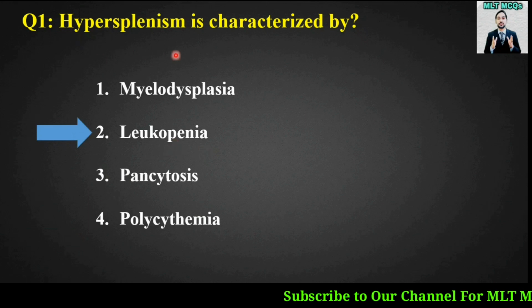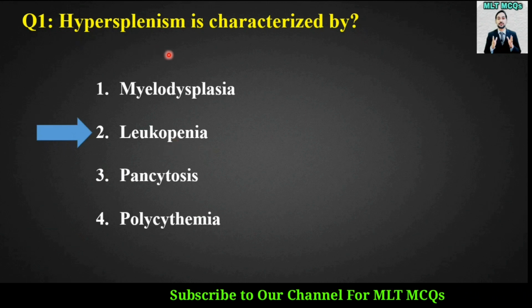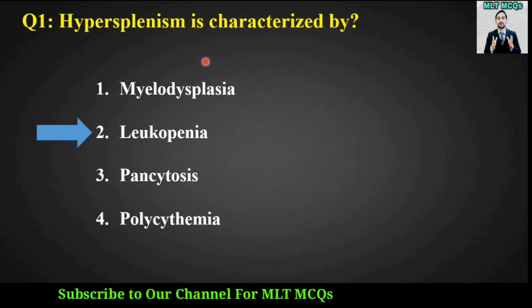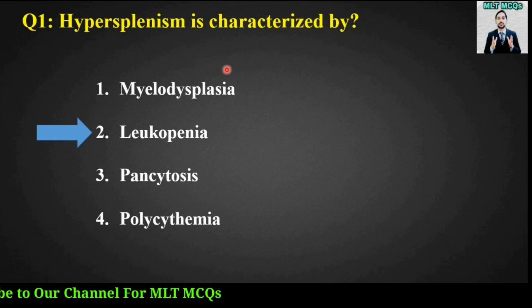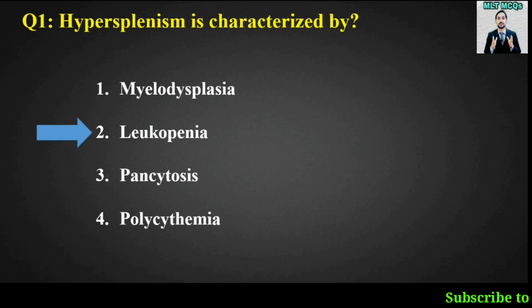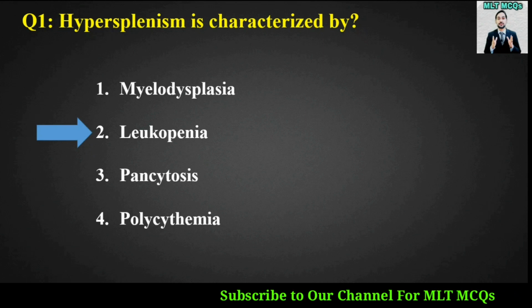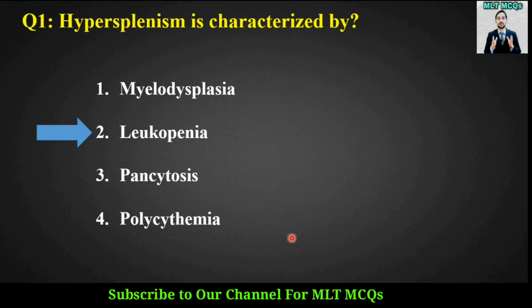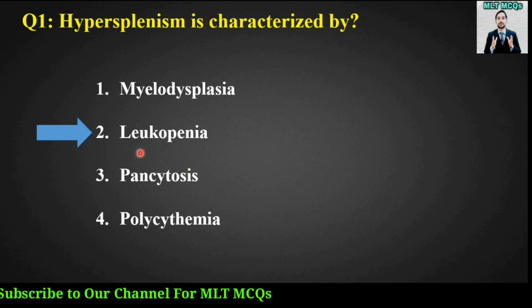So hypersplenic conditions are generally described by the following 4 criteria. Number 1, cytopenias of one or more peripheral cell lines. Second is splenomegaly. Third is bone marrow hyperplasia. And 4 is resolution of cytopenia by splenectomy. So the right answer for this MCQ is leukopenia.